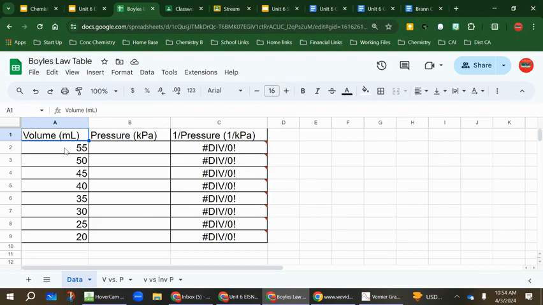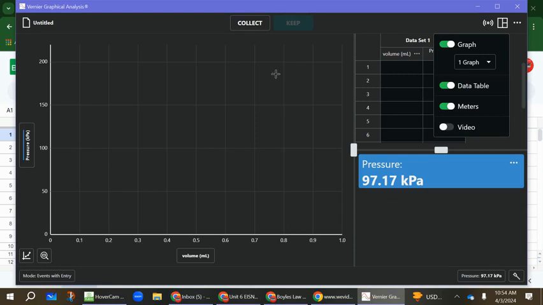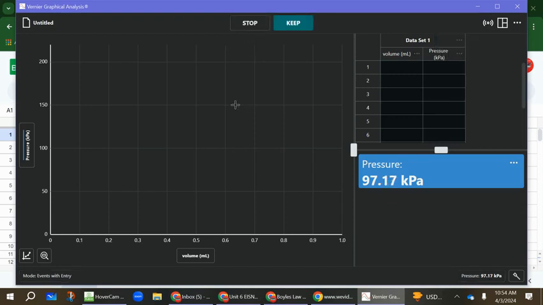You are going to go to these different volumes and you are going to collect the pressures. Okay? So in a minute when we start, I'm going to ask you to have someone hold the syringe and get it down to 55 milliliters. And then we are going to collect the pressure at that volume. That'll be what we're doing with one person. To do that, ladies and gentlemen, here's how it works. I'm going to hit collect. Now, it didn't actually collect anything yet. It just put us into the mode to collect.